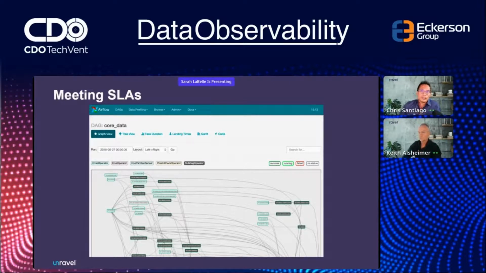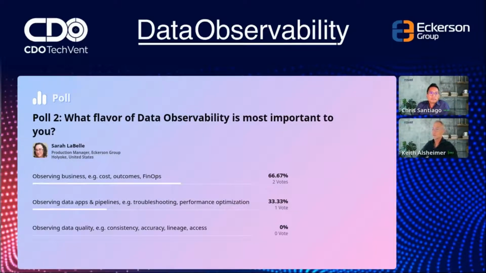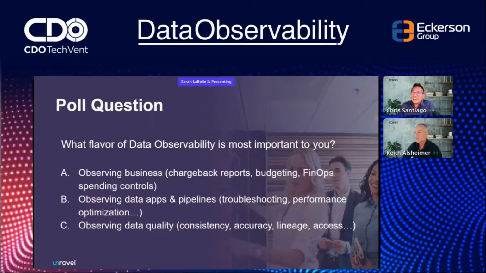All right, cost, which is really that first use case that we talked about. There's only 3 votes in, so small sample. All right, let's move on.